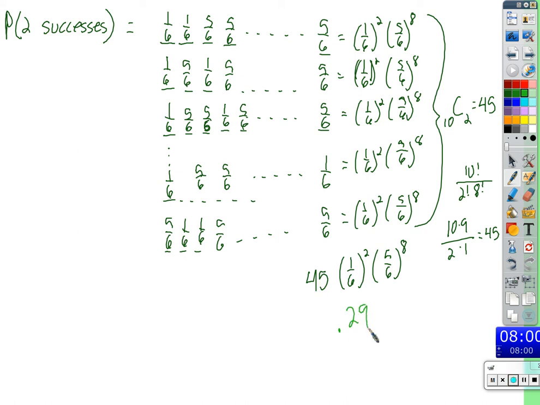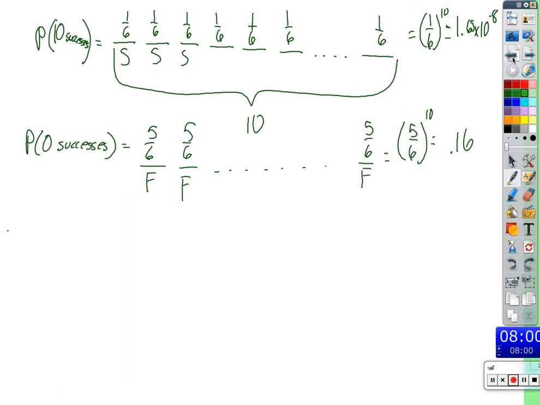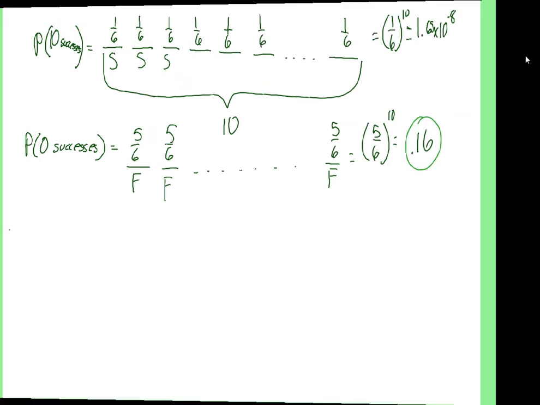0.29. If you disagree, let me know. You could have some consensus on this. Come back here. What about the probability of 1 success? What did that come out to be? That was this guy, 10 times 1/6 times 5/6 to the ninth. 0.32. What about the 0 successes? How likely was that? That one was easy. You just multiply 5/6 by itself 10 times. You got 0.16.